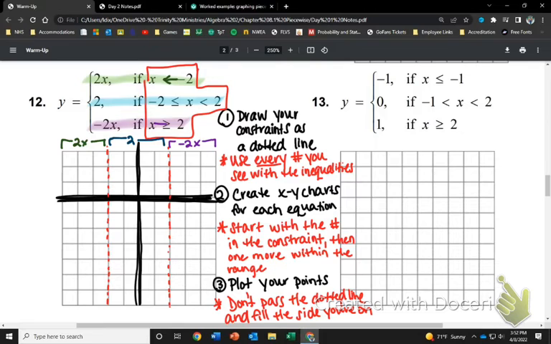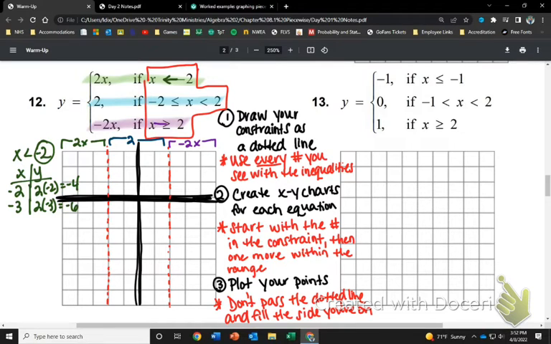So we need to go to step 2, which is create an XY chart for each equation. So I'll do 2x first. 2x when x is less than -2, and I'm just putting that constraint so I can help myself figure out what numbers to pick for the x values here. Some classes I did 2 of them, sometimes I did 3. As long as you have 2 values, you should be fine. But in this case, I actually have to start with my -2, and then a number that is less than -2 is -3. So I'll fill that into my equation. It's 2 times -2, which is -4, and then 2 times -3, which is -6.